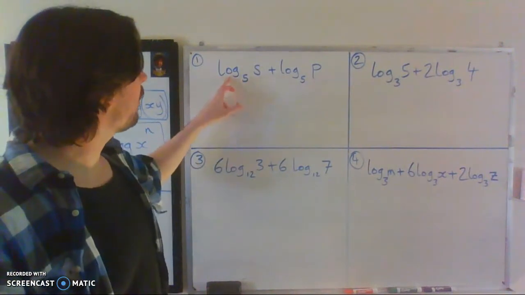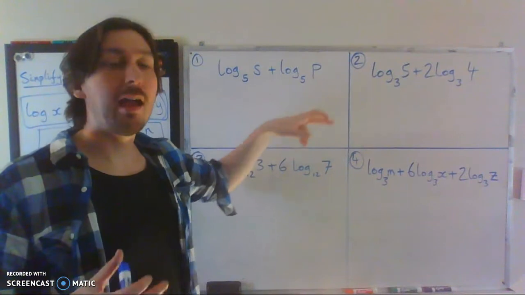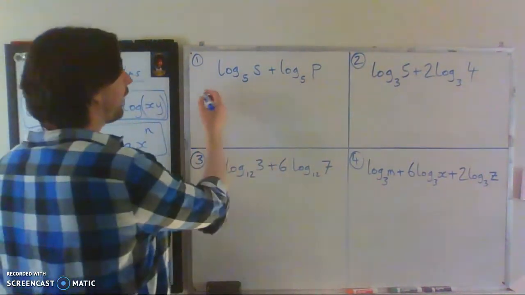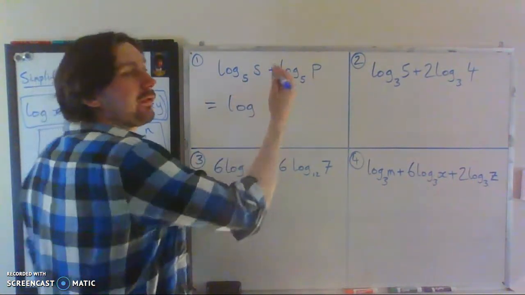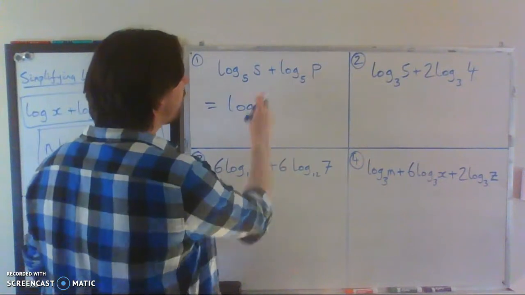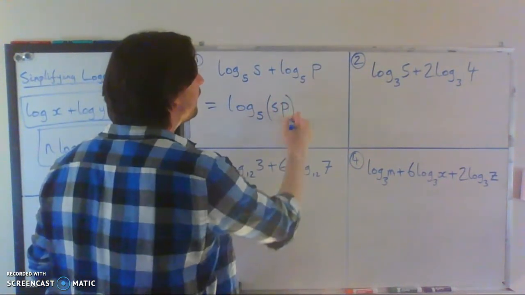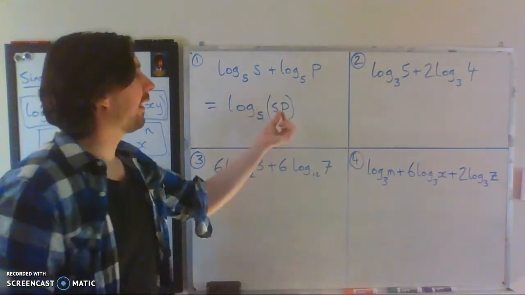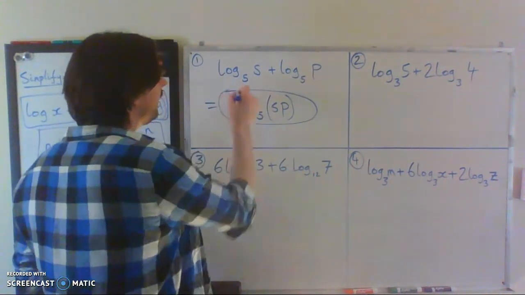So here I've got log 5 s plus log 5 p. Using this rule, if I was to put these together, it would look like this. Log, remember, whatever number's down here, just keep it the same. Log 5 (sp). And I'm just going to put a bracket in to make it clear that both of these letters are part of the same log. Okay? That's actually the answer for number 1.